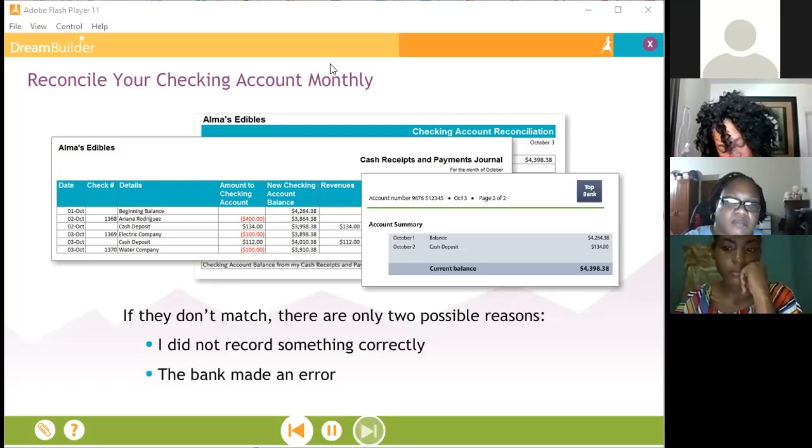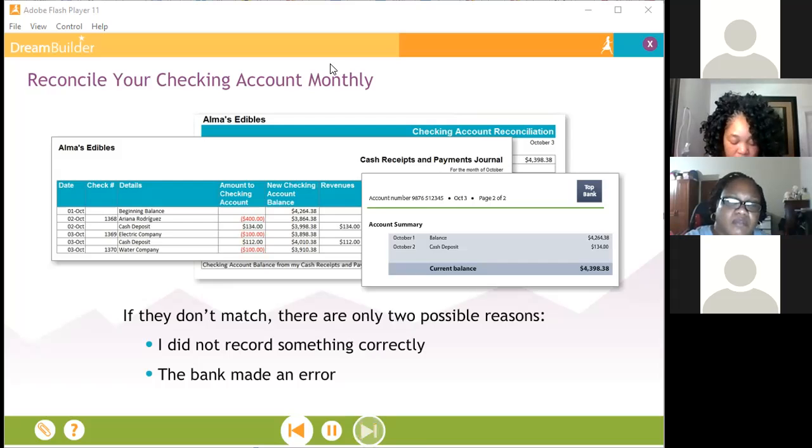Okay, everybody understands that? So if you have 5 different businesses, 5 different accounts, because you have to reconcile each one. So the more businesses you have, the more reconciling you need to do. And yes, as Alma said, it gets a little tedious, but it's better for you to do it and do it well. It shows that you are a very organized and professional businesswoman.